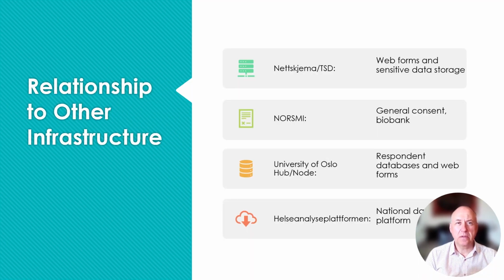We also need to connect the NOPSIM effort to existing and planned infrastructure. In Norway, we have NettSkjema, which is a web-based survey tool operated by the University of Oslo, which is integrated with TSD, our secure solution for sensitive data storage. So this is one of the major platforms and tools that we are aiming to try to develop.